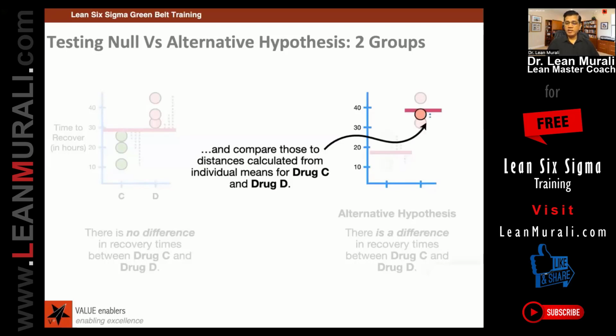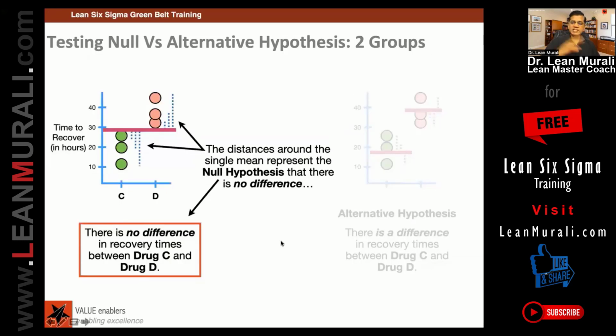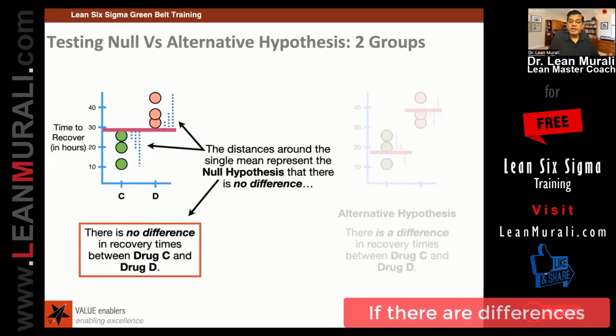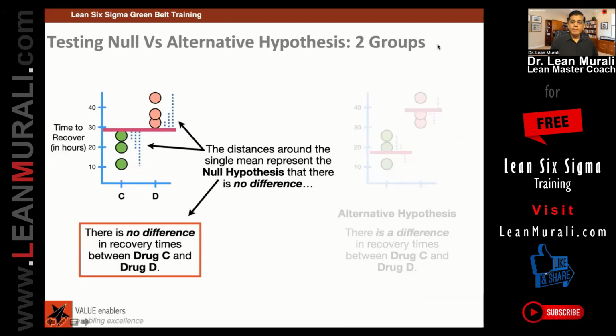And also for drug D, this is the difference of the first, second, and third. Why did we do this? These distances around the single mean represent the null hypothesis that there is no difference. If there are differences, then the data will show more. But this is the overall mean we are taking and comparing the distance of all the samples to test whether there is a significant difference or not for the null hypothesis.